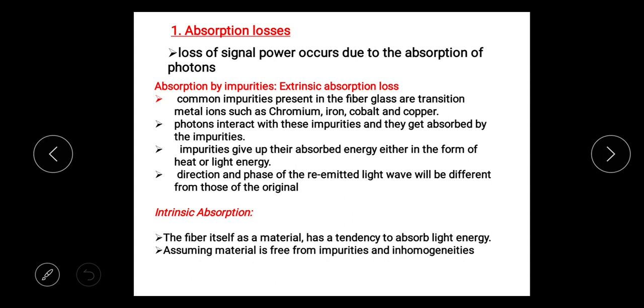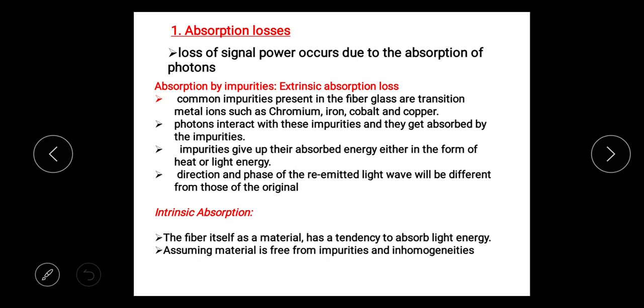Impurities give up their absorbed energy either in the form of heat or light. But the emitted light has a direction and phase which is different from the incident photon. So this emitted photon is of no use. That's why it is considered a loss, and that loss is called extrinsic absorption loss.